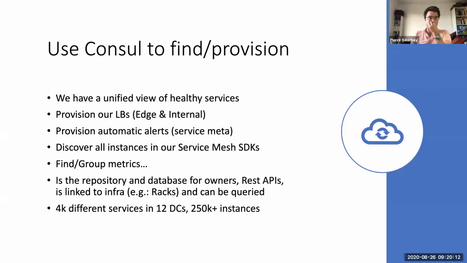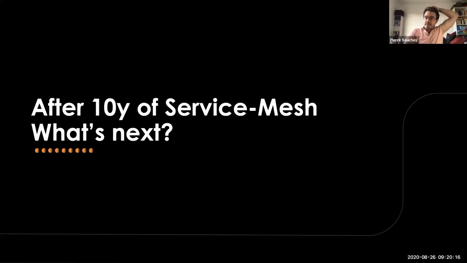So what's next? We are now quite happy. We started the move to Consul in 2015. Something like 2 years ago, we had load balancing provisioning. We had all this service mesh relying not on the old database, but on Consul itself. So what could we do better?